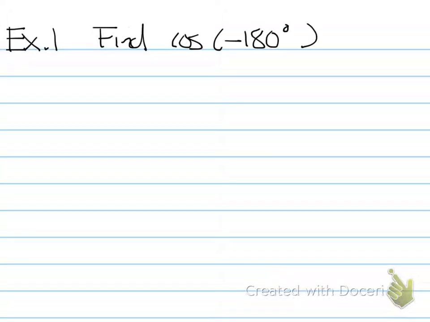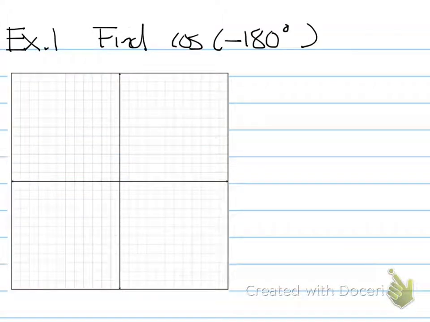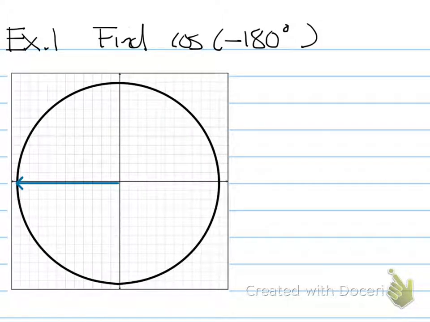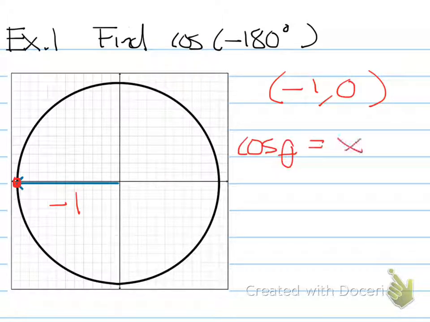So if we want to find out what the cosine of negative 180 is, we should probably draw a figure. The terminal side of that angle measure would point to that point on the unit circle on the negative x-axis. The x-coordinate of that point is -1, the y-coordinate is 0. And cosine of the angle measure is going to equal the x-coordinate of that point, which is -1. So cosine of -180 is just going to equal -1.